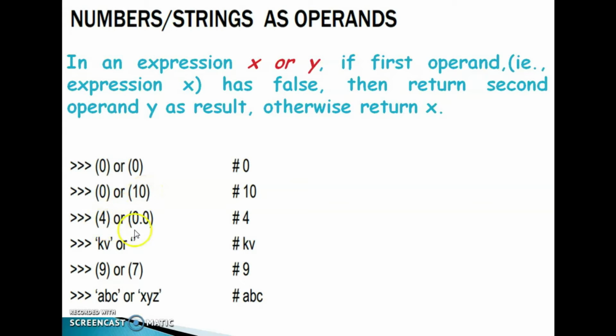Okay. Then 4 or 0.0. That is true or false, so it will return 4 itself. KV or null string also returns KV. 9 or 7, that is 9. ABC or XYZ, it will return ABC. In an expression X or Y, if the first operand, that is expression X, is false, then return the second operand Y as the result. Otherwise, return X. Clear?